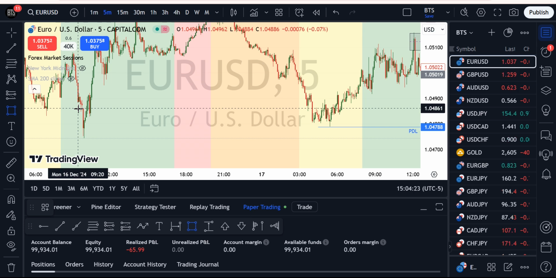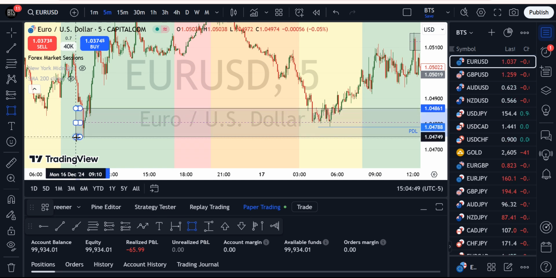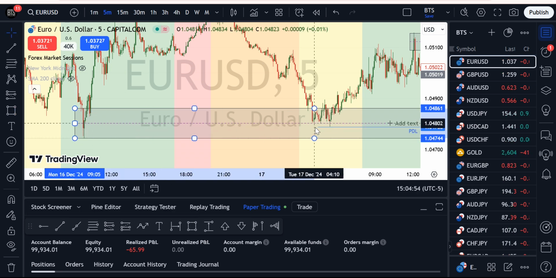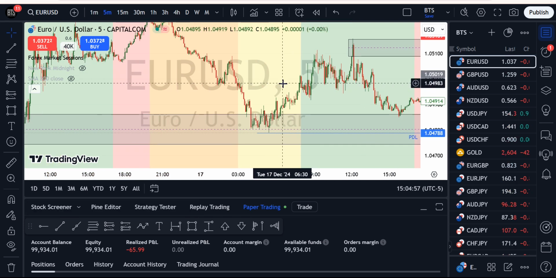So most of you will be asking me, how do I mark my demand? I mark my demand by marking the last, it's more like marking a bullish or bearish order block of a swing high. So this last red candle before the swing up, from the high of that candle to the low of the candle or to the low of the other candle, is my demand zone.